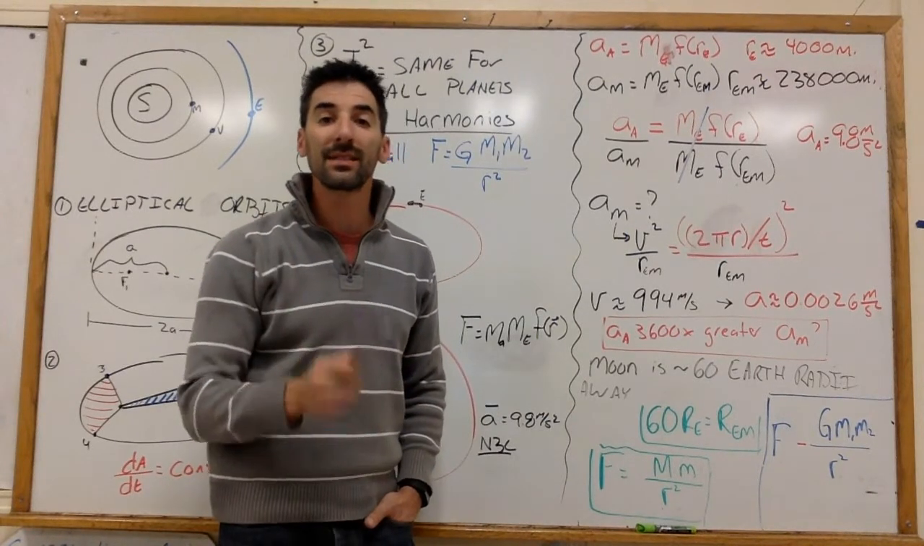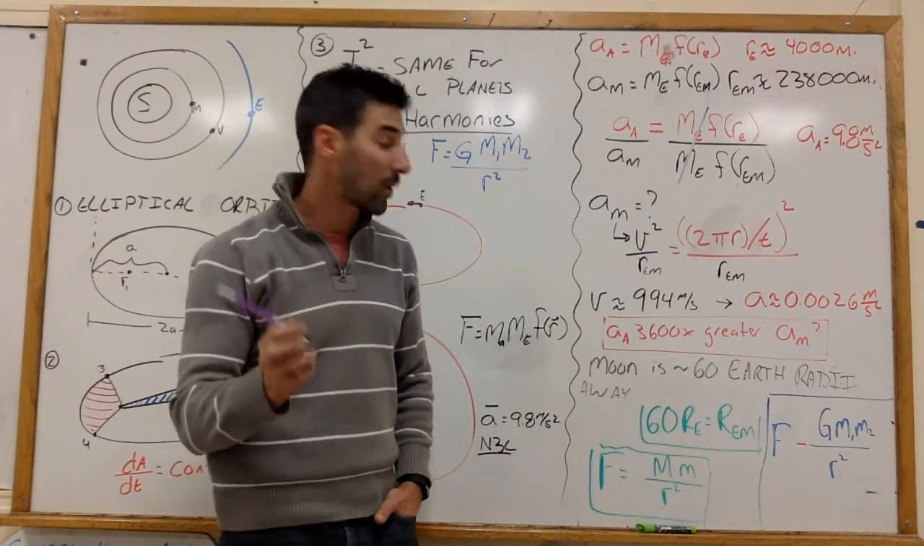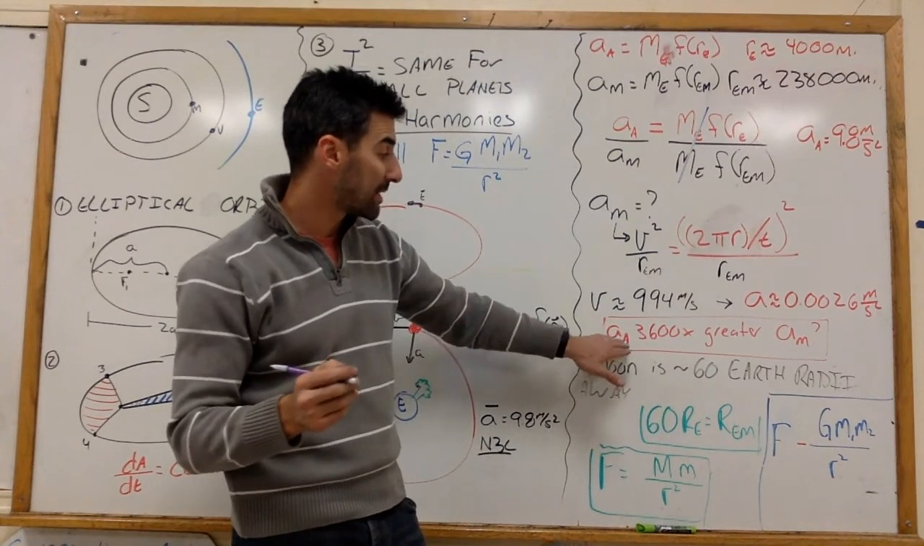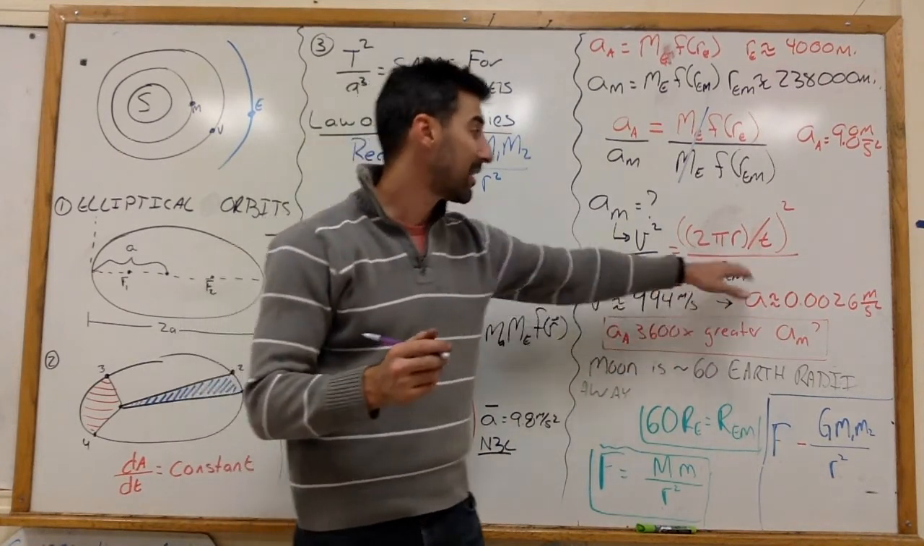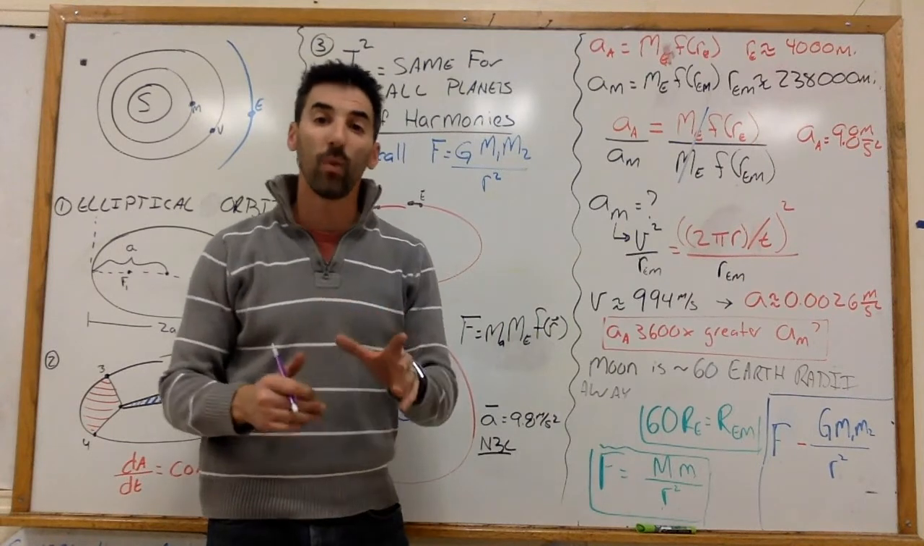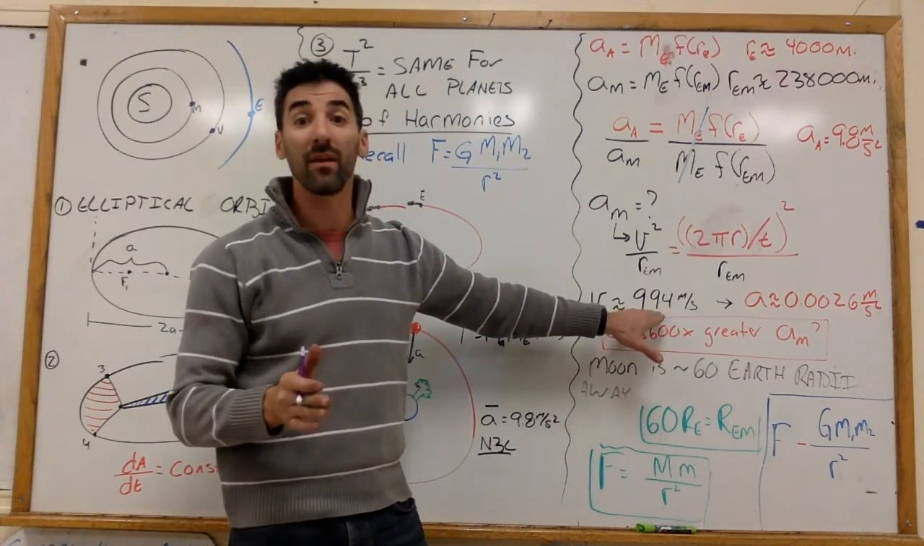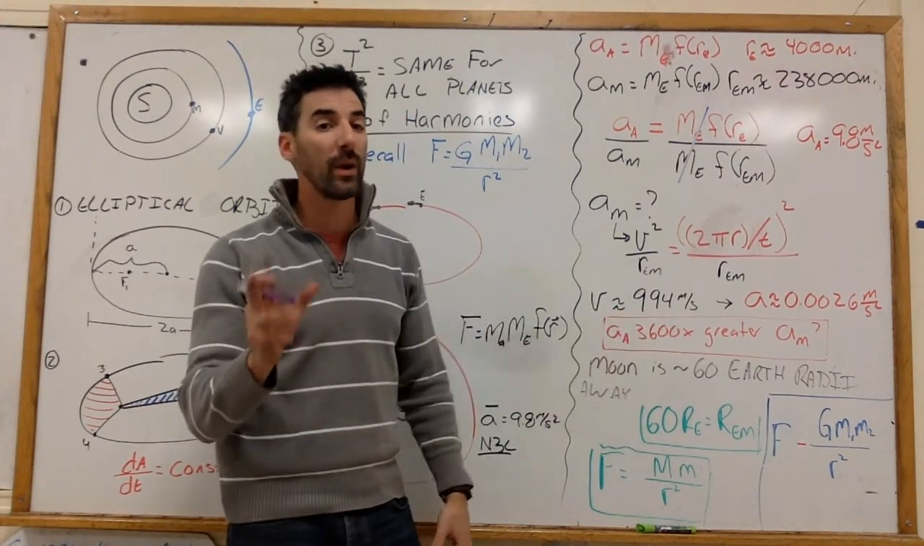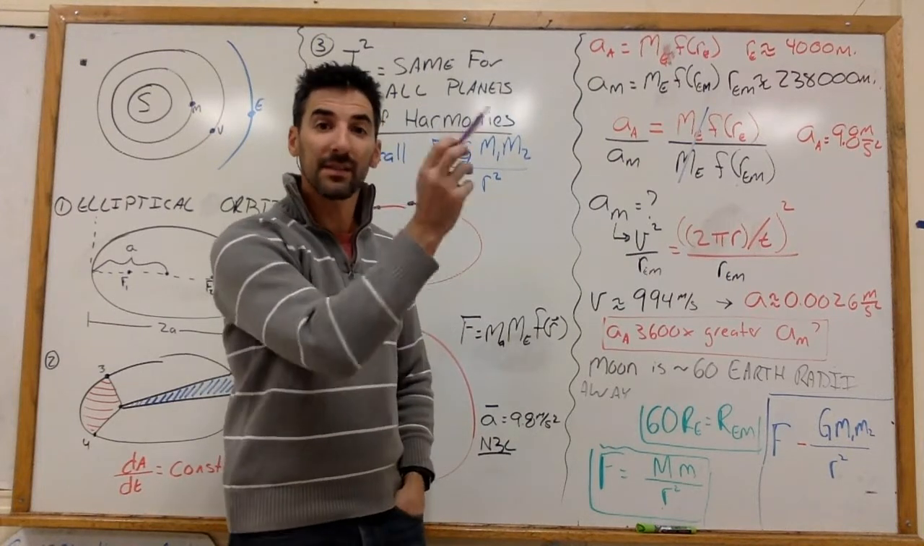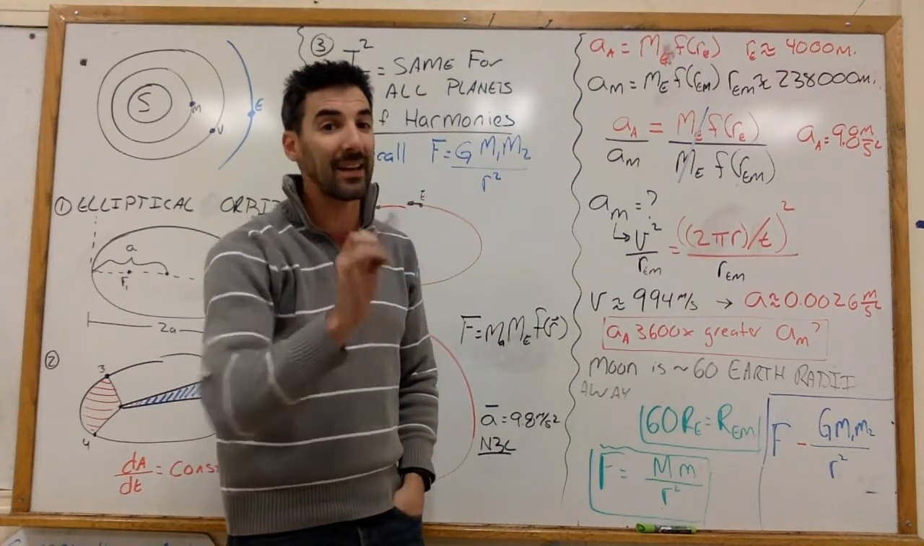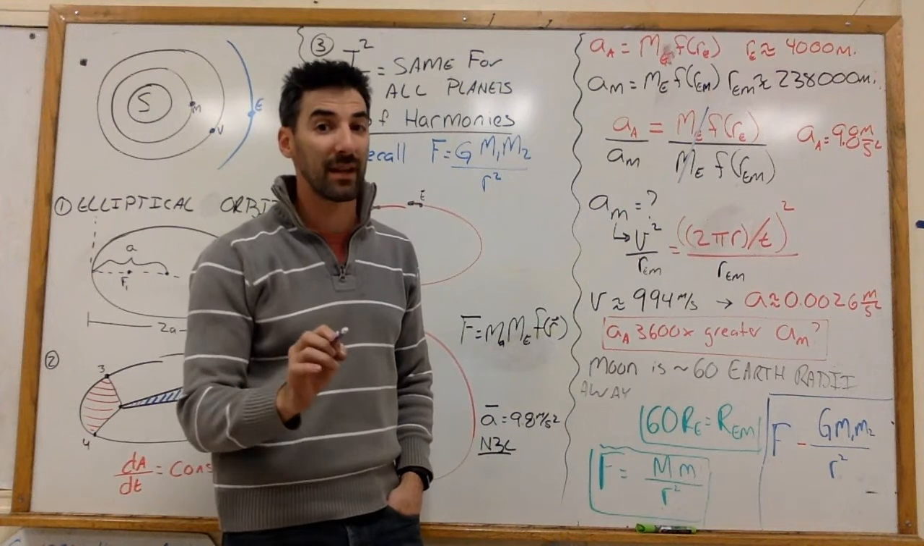About 3,600 times less, or the acceleration of the apple is 3,600 times greater than that of the acceleration of the moon. Well, one, that number is way off. Why is that number way off? Well, we know that we have some rotational motion and a translational motion. We didn't account for that.